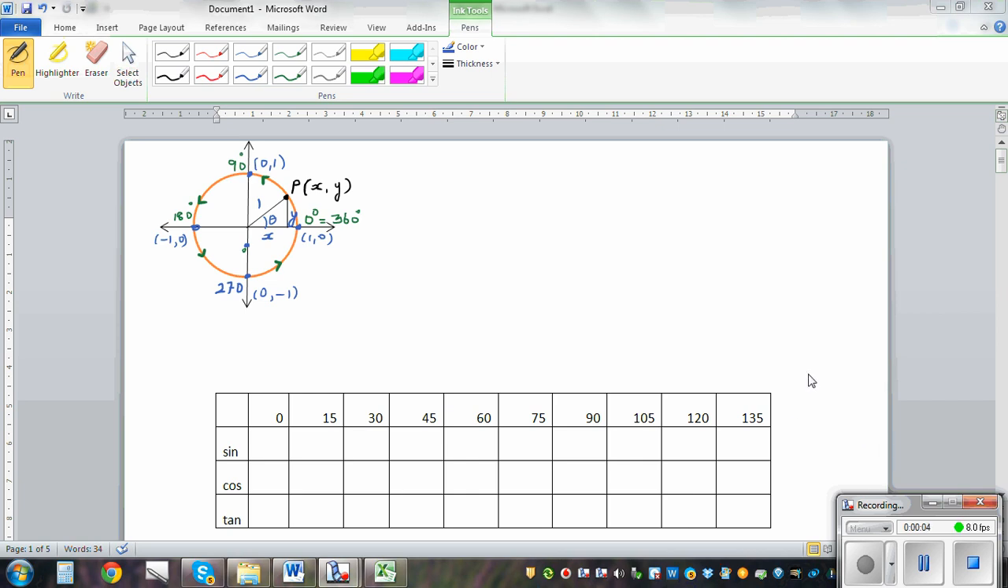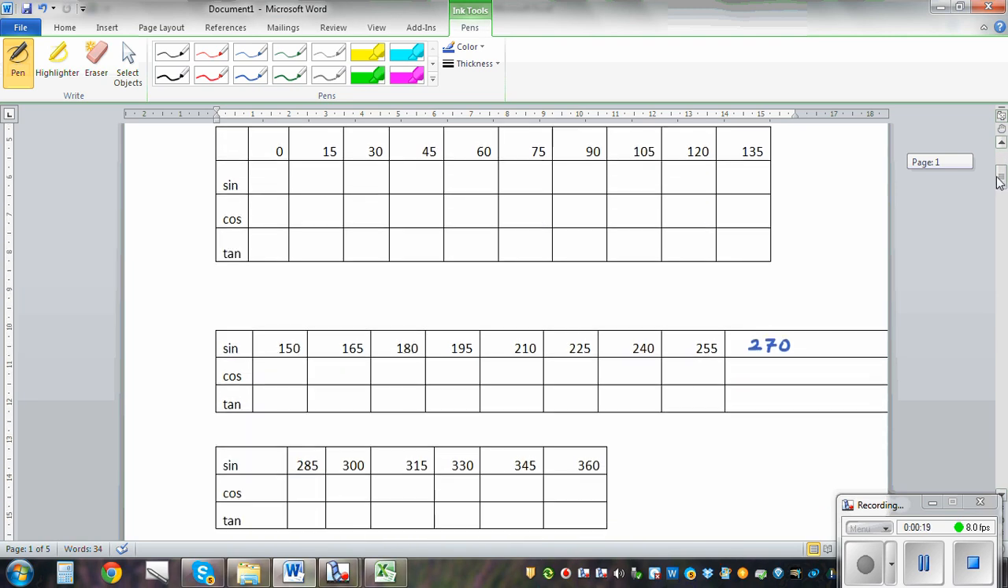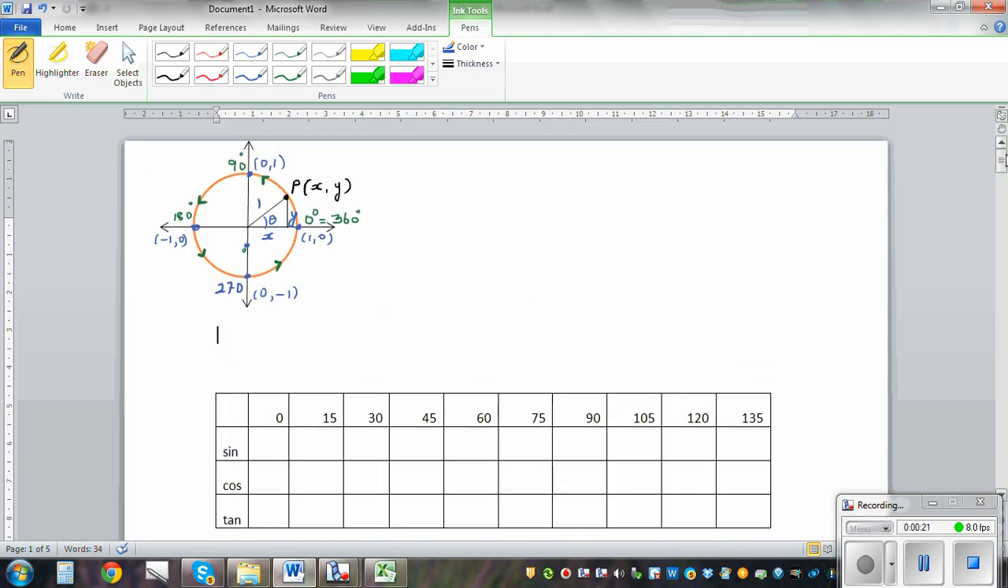In this video, I want to use this unit circle to find the exact values of sine, cos, and tan for angles from 0 to 360, basically at an interval of 15 degrees. So just using this unit circle and a bit of trigonometry and geometry.